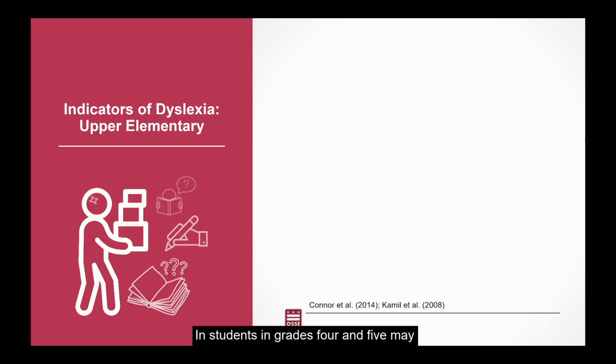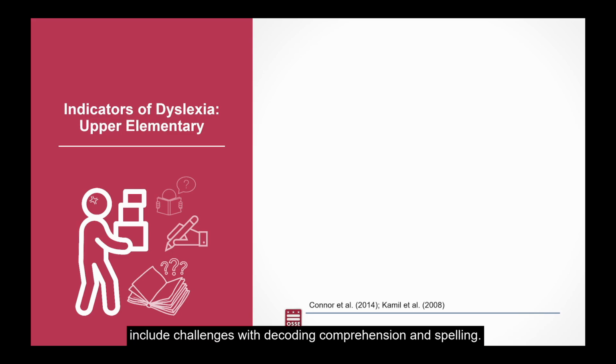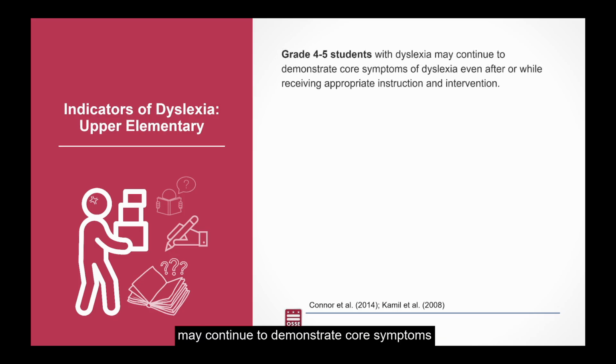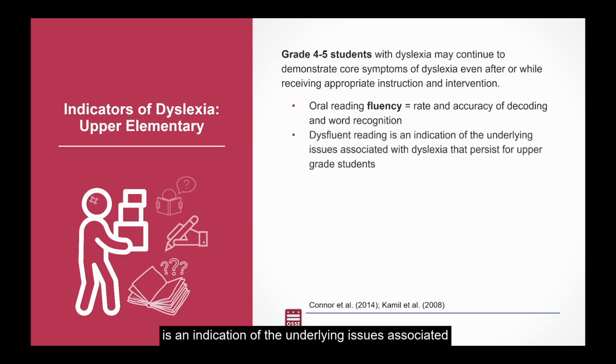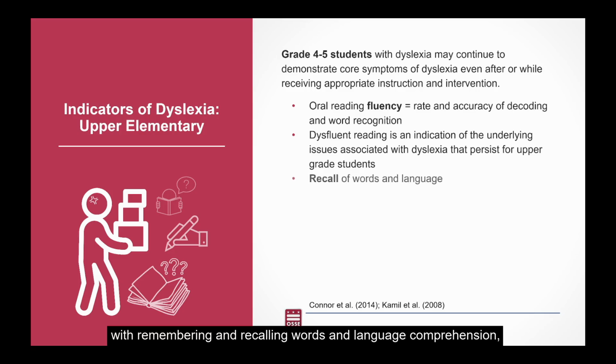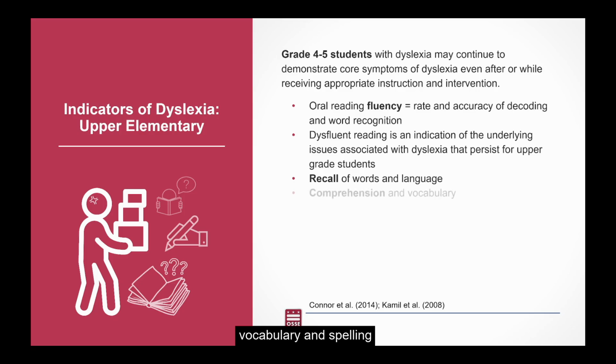Indicators of dyslexia in students in grades 4 and 5 may include challenges with decoding, comprehension, and spelling. Upper elementary grade students with dyslexia may continue to demonstrate core symptoms of dyslexia even after, or while receiving, appropriate instruction and intervention. For example, oral reading fluency tests require a student to read aloud for 1 minute and test the student's rate and accuracy of their oral reading. A student with slow and inaccurate oral reading, or disfluent reading, is an indication of the underlying issues associated with dyslexia that continue for older students. Other indicators may include a student's continued difficulties with remembering and recalling words and language, comprehension, vocabulary, and spelling.